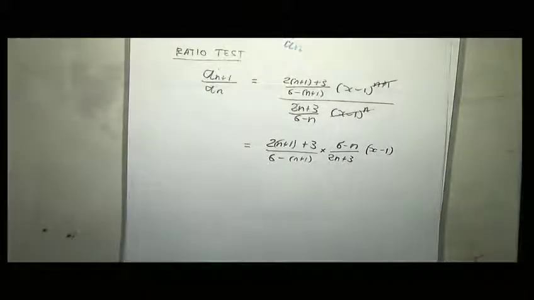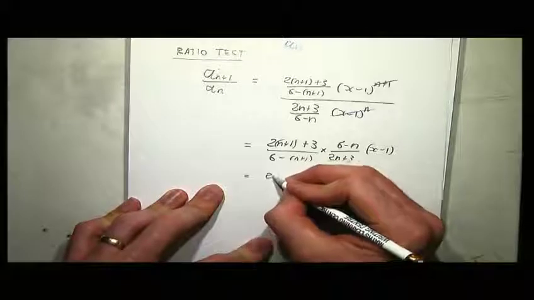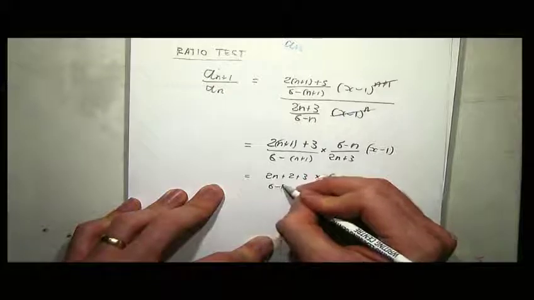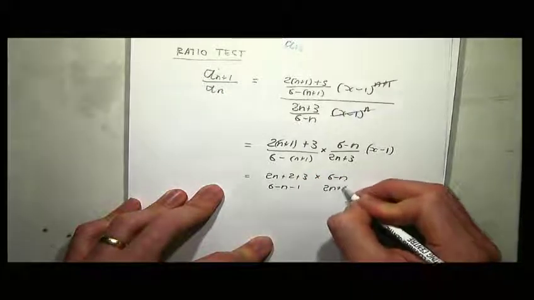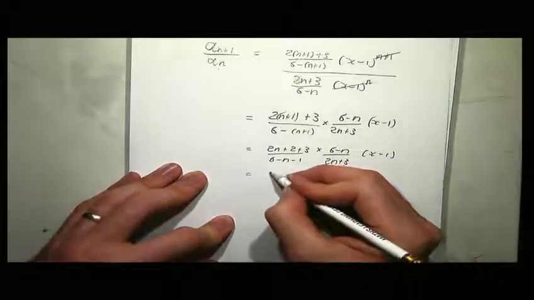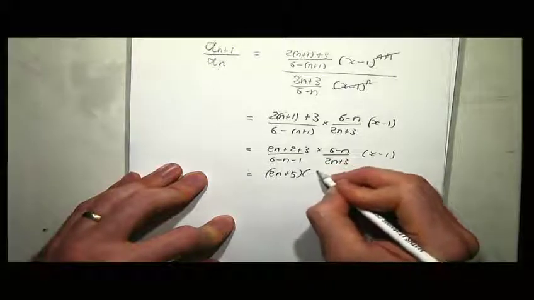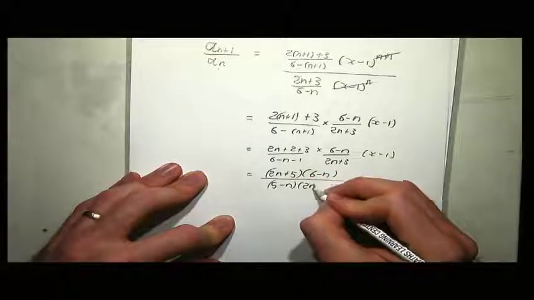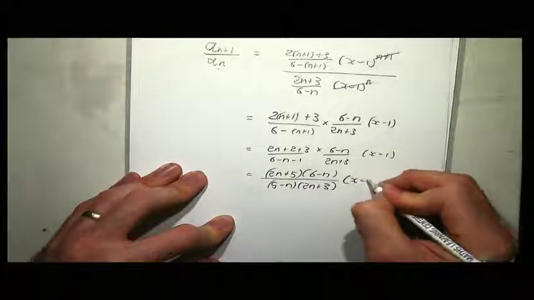Okay, excellent. So what do I get? 2n plus 2 plus 3. Right. It's not looking good. That's okay. We'll be fine. So the next stage is that we actually need the absolute value of all of that.